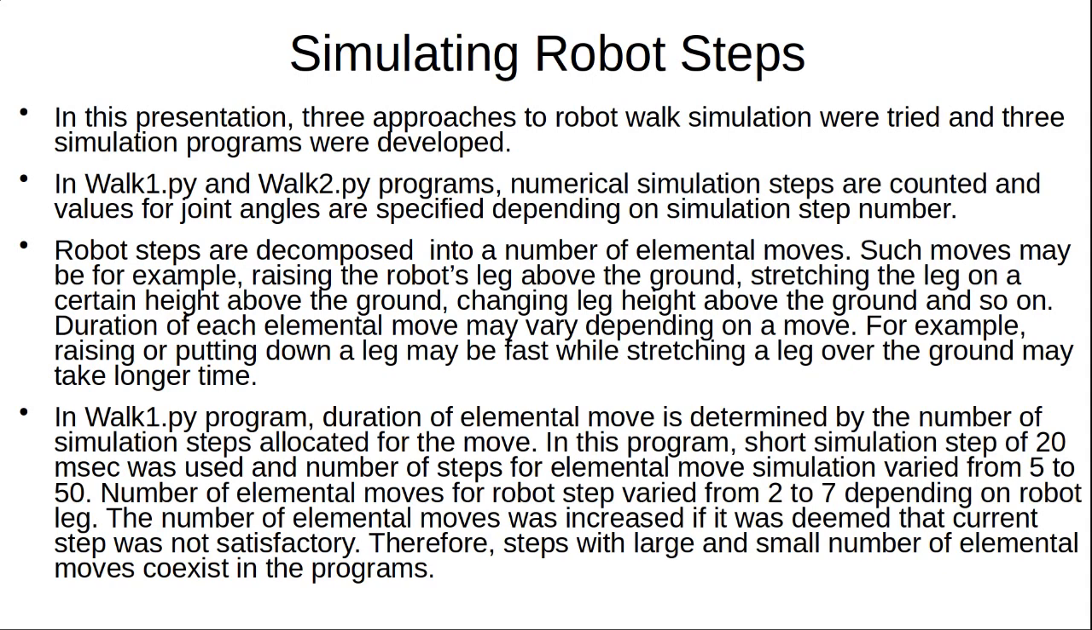In Walk 1 program, the duration of an elemental move is determined by the number of simulation steps allocated for the move. In this program, a short simulation step of 20 milliseconds was used and the number of steps for elemental move simulation varied from 5 to 50. The number of elemental moves for a robot step varied from 2 to 7 depending on the robot leg. The number of elemental moves was increased if it was deemed that the current step was not satisfactory. Therefore, steps with large and small numbers of elemental moves coexist in the programs.